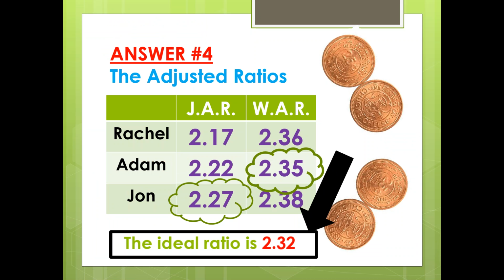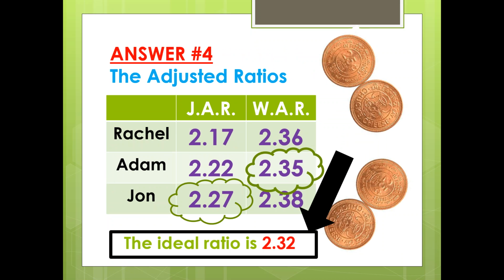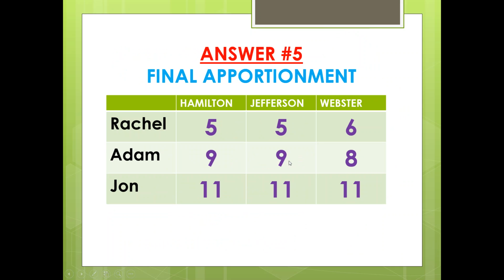All right, for the Jefferson adjusted ratios, remember we need to find the two that are closest to the ideal ratio. So I only have the 2.27, but the 2.22 is also the second closest. So we should look and see what happened there. And the same thing with the Webster. The two closest to the ideal ratio would be the 2.35 and the 2.36, Rachel and Adam. And you could see that hers were adjusted.